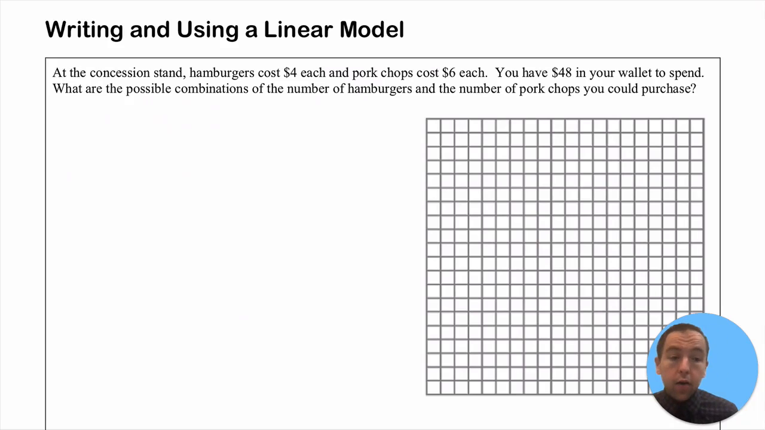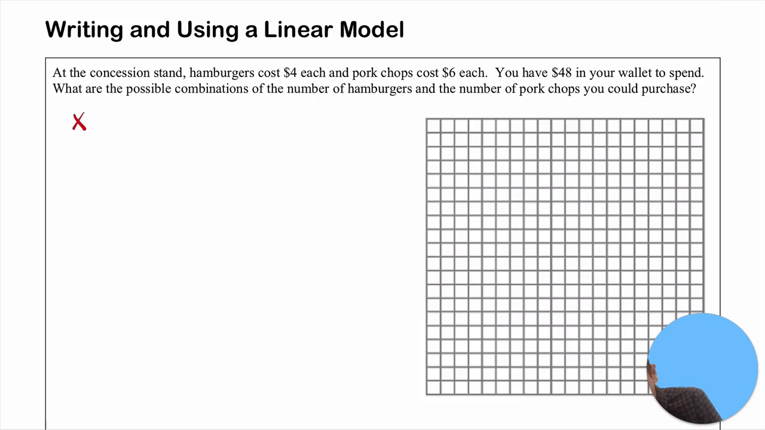So we have a scenario here where at the concession stand, hamburgers cost $4 a piece and pork chops cost $6 a piece. So if you had only $48 in your wallet to spend, what would be the possible combinations of numbers of hamburgers and number of pork chops that you could purchase? In a scenario like this, really you're counting two different quantities, two different unknowns.